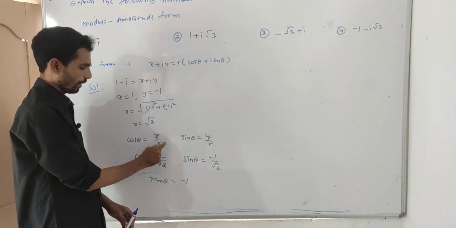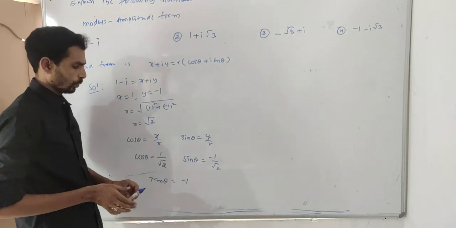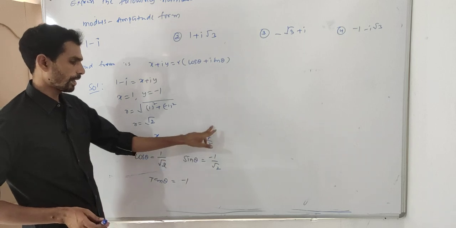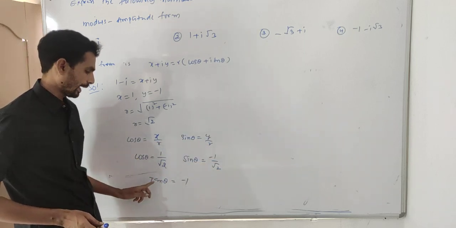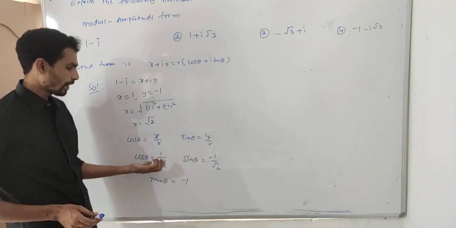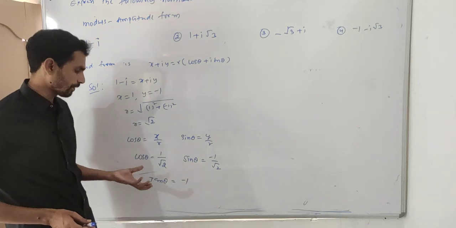Cos theta value is x by r, so 1 by root 2. Sin theta value is minus y by r, which means minus 1 by root 2. Tan theta value is minus 1. Which value of theta satisfies this?